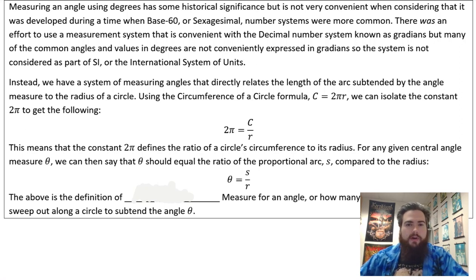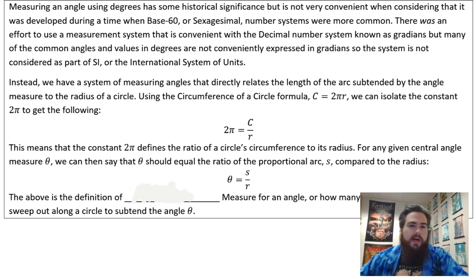Measuring an angle using degrees has some historical significance, but is not very convenient when considering that it was developed during a time when base 60 or sexagesimal number systems were more common. There was an effort to use a measurement system that is convenient with a decimal numerical system known as gradians, but many of the common angle measures and values in degrees are not conveniently expressed in gradians, such as 30 degrees, 60 degrees, and 45 degrees that we will use a lot in this course.